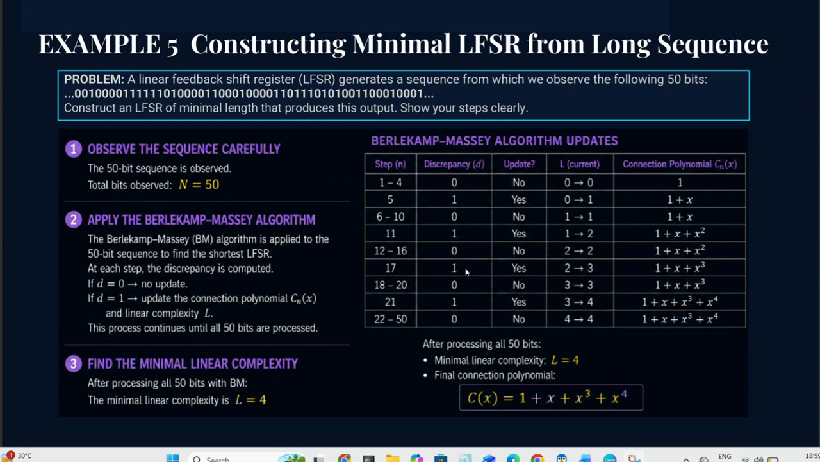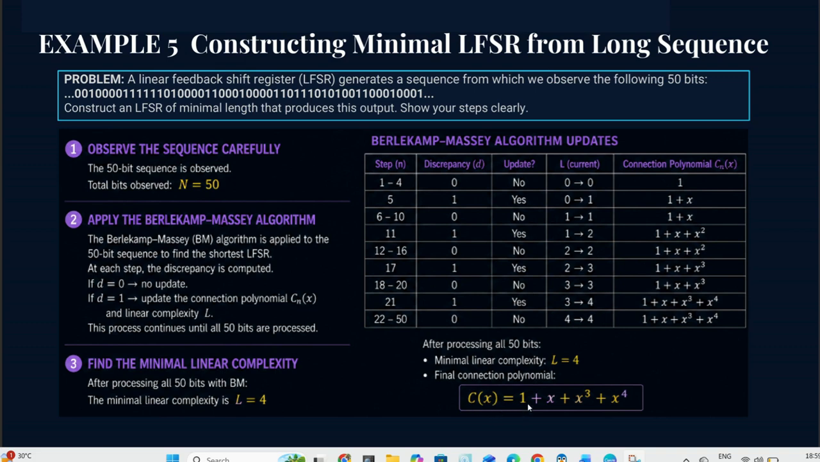At step 17, another update occurs, the polynomial becomes 1 plus x squared. And now the linear complexity L is 3. At step 21, another discrepancy appears, the polynomial is updated to 1 plus x cubed plus x^4. Now the linear complexity L equals 4. After processing all 50 bits, no further updates are required. So the final minimal linear complexity is L equals 4.